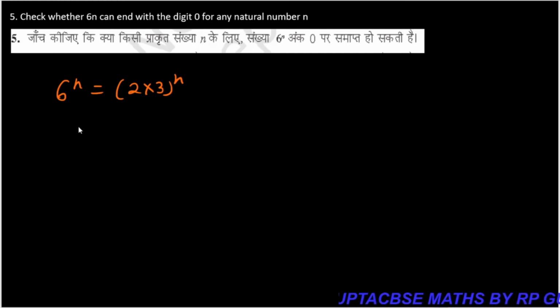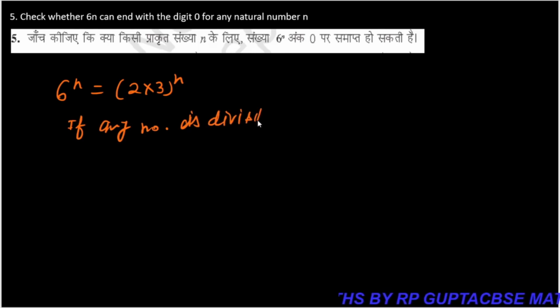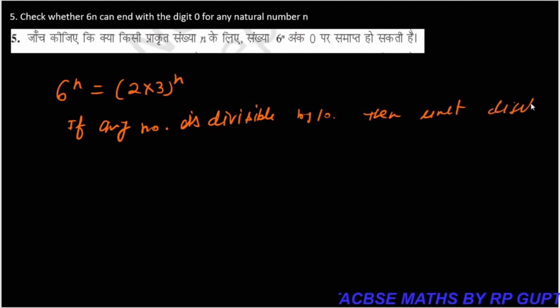What do you mean? Check whether 6 to the power n can end with the digit 0. If any number ends with 0, it means it will be divisible by 10. What I mean to say is, if any number is divisible by 10, then the unit digit will be 0. But here, look at this: 2 into 3.